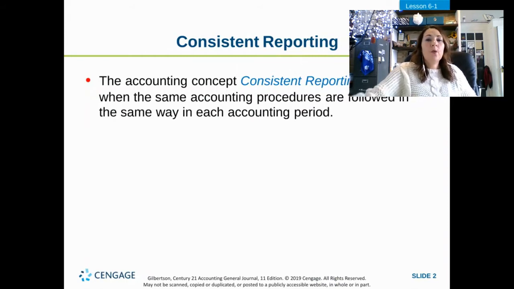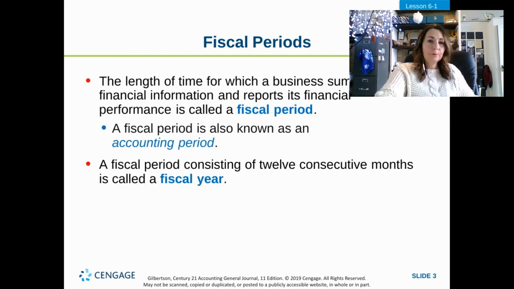So consistent reporting. This is the accounting concept that is applied when the same accounting procedures are followed in the same way each accounting period. So you want to make sure that you don't do something one period and then the next period do it differently. Even if you're just filing your own individual income taxes, you want to make sure that what you use as an exemption one year is the same each year. You don't keep adding and removing different items unless something new has happened or something has changed. You want to be consistent in that.